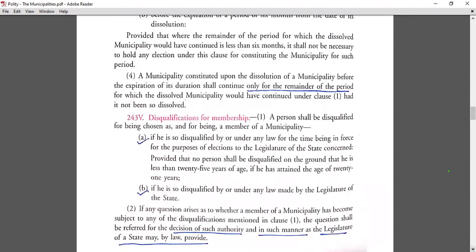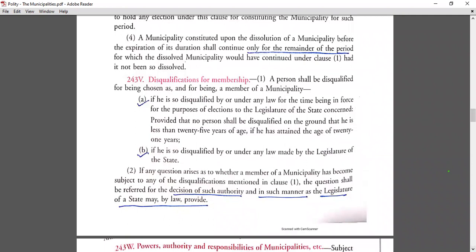Next, 243, dissolution of membership. Very normal things. These are all like nothing new here. Disqualifications. If you are disqualified under any law made by the state legislatures, obviously you will be disqualified. Provided that no person shall be disqualified on the ground that he is less than 21. So minimum 21 years of age. If you are less than that, you will be disqualified.